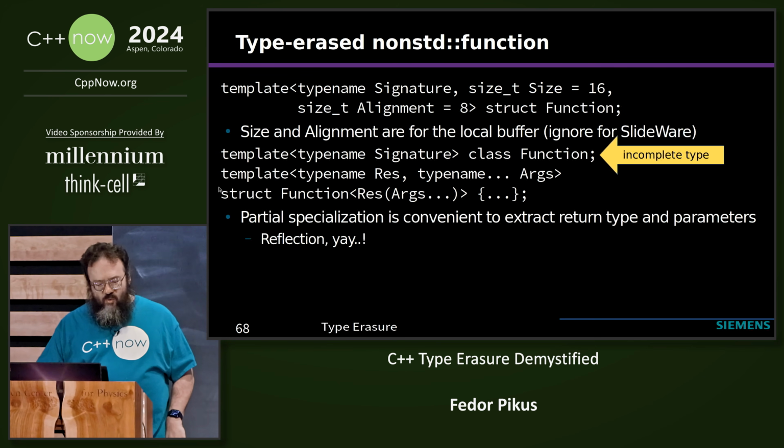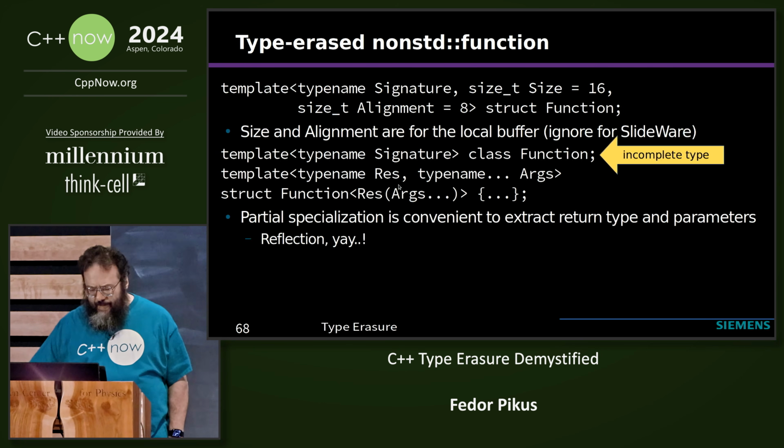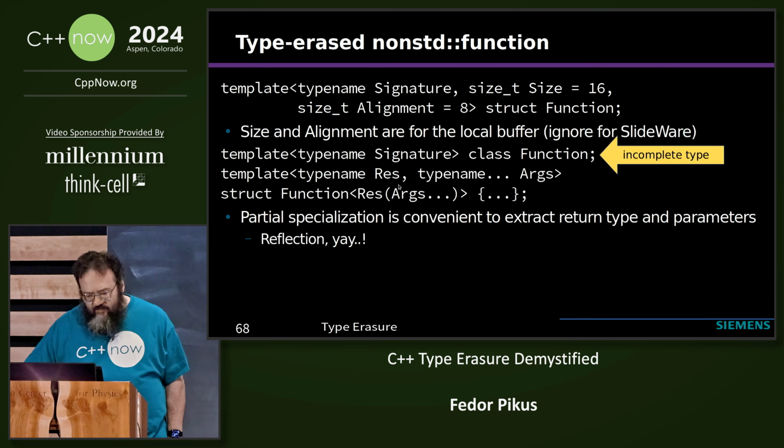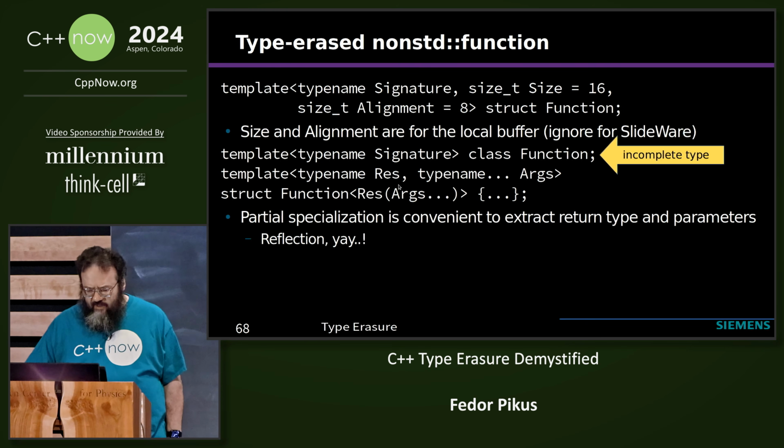What I'm going to actually work with is a partial specialization that looks like this, where this is the signature, a result type of arguments. This partial specialization pulls out result and arguments for me. Poor man's reflection. In this case, actually, it works fine. You don't need anything else.